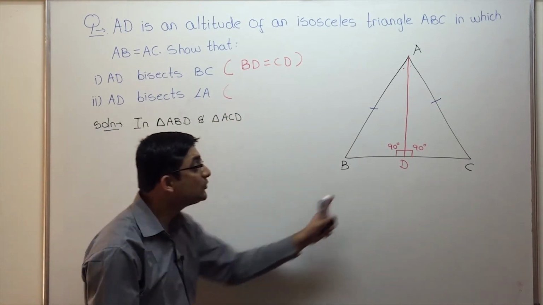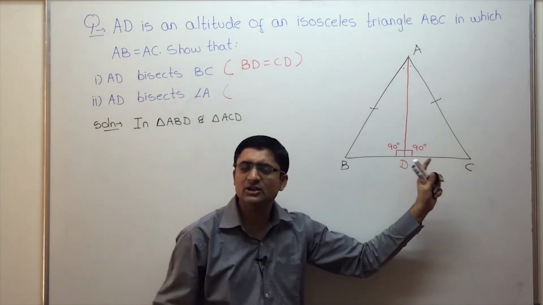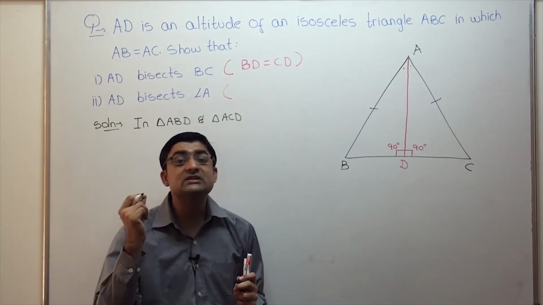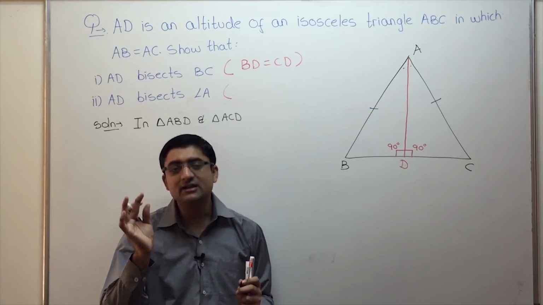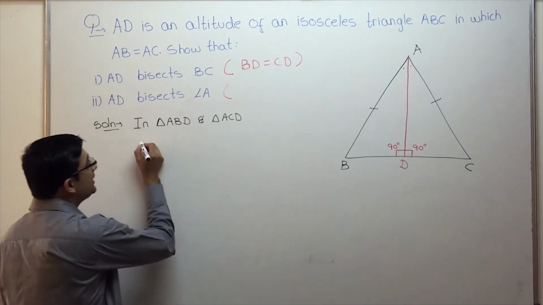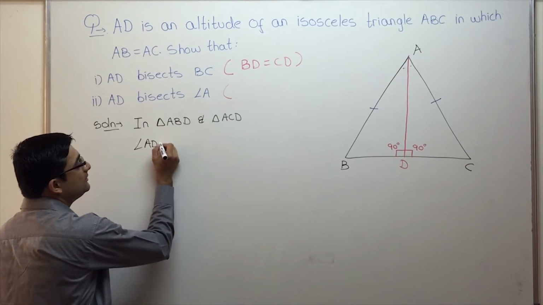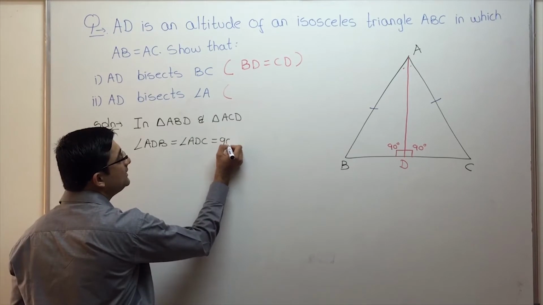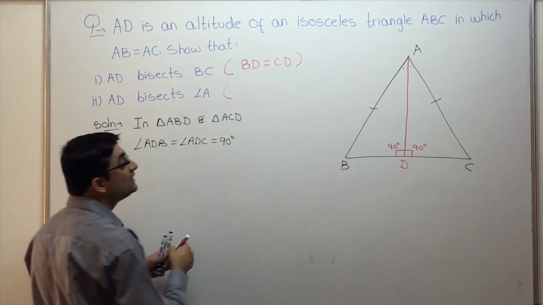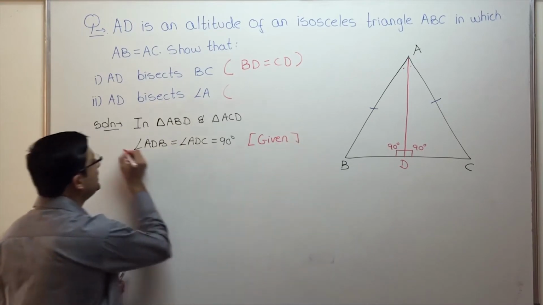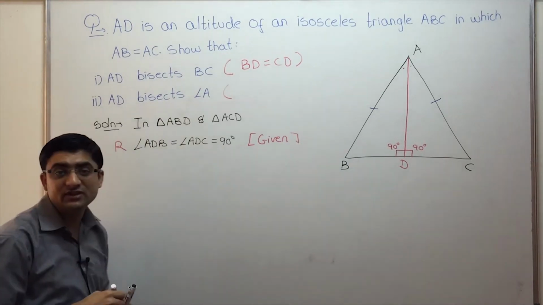Now if you notice, we have two right angle triangles over here. So whenever you have two right angle triangles and you want to determine congruence, use the RHS criteria. Right angle, hypotenuse, side. So first of all, write the right angle. So we have angle ADB is equal to angle ADC, which is equal to 90 degrees. This over here is given to us. So this over here is the right angle. Next, search for the hypotenuse.